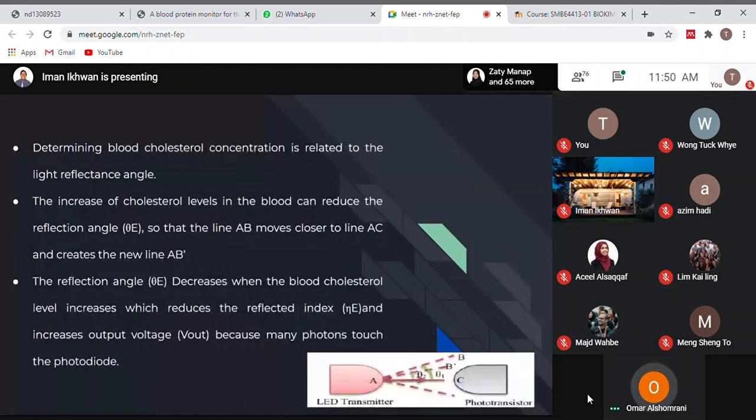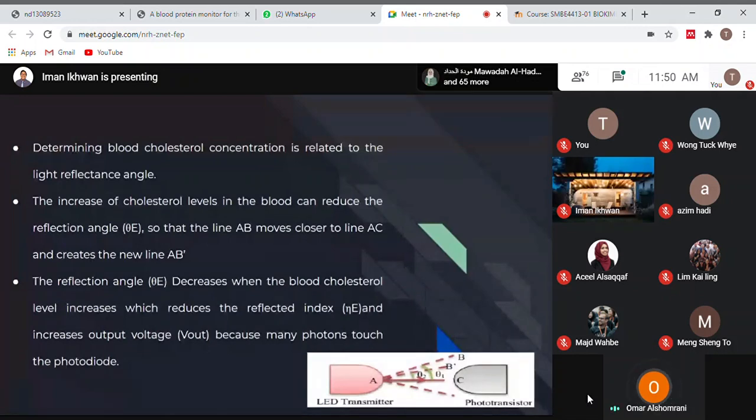So determining blood cholesterol concentration is related to the light reflectance angle. It has a direct correlation between light intensity and output voltage. To measure the cholesterol levels, if you can see in the figure, the LED transmitter and a phototransistor have lines and points. You can see A, C, and B, and angles as well. So to measure the cholesterol levels, it's by connecting points A, B, and C.